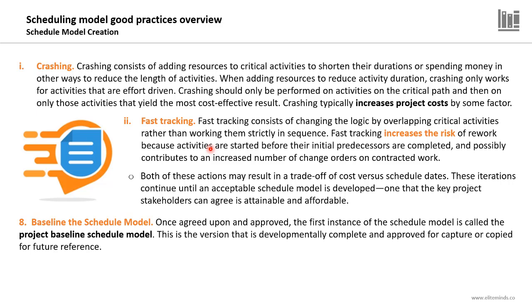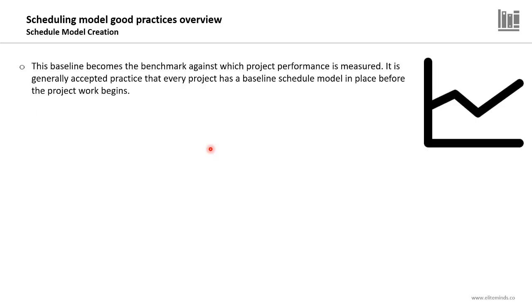So why do we need to baseline the schedule model? Because it will be our reference before we start the execution of the project. Having this baseline version will allow us to compare the project execution throughout the project lifecycle with our planned version in order to determine if there are any deviations. This baseline becomes the benchmark against which project performance is measured. It's generally accepted practice that every project has a baseline schedule model in place before the project work begins. So we need to have a schedule baseline. It's actually an instance of the schedule model, and this baseline will be our reference and our benchmark throughout the project execution.